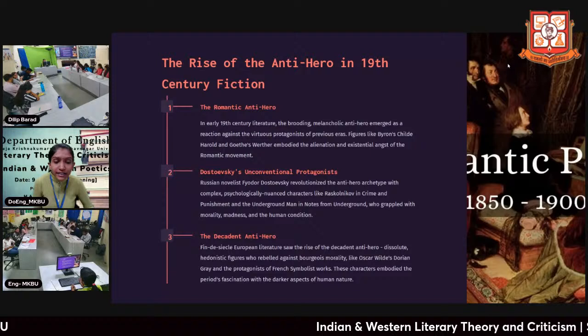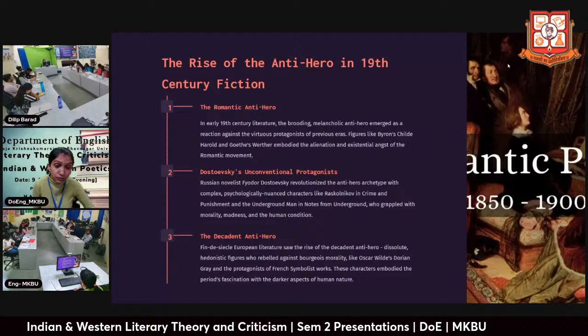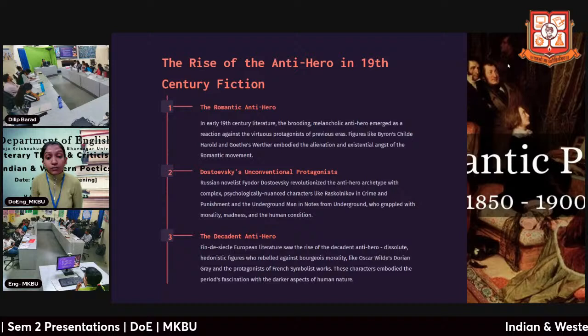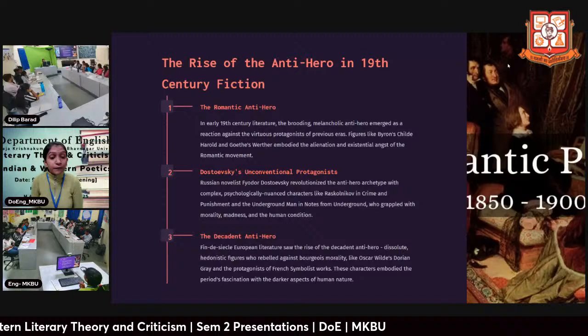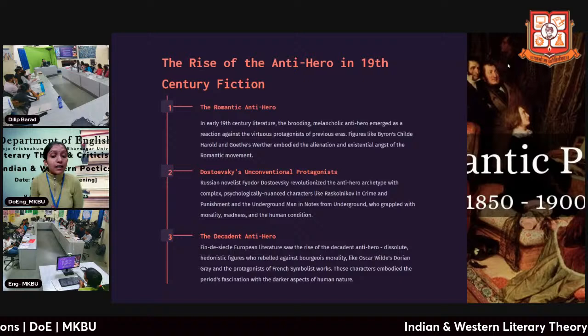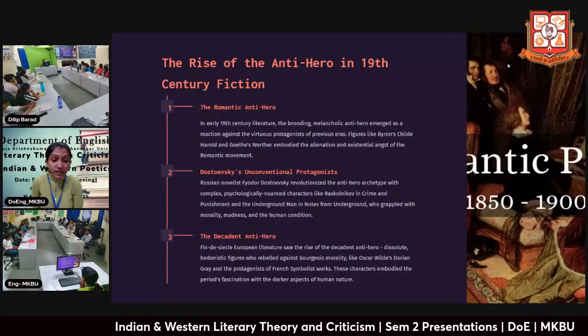The decadent anti-hero. In European literature we now see the rise of the decadent anti-hero, disillusioned and in a way hedonistic figures who rebel against the boundaries of morality. Like Oscar Wilde's Dorian Gray and the protagonists of French symbolist work. These characters embodied the period's fascination with the darker aspects of human nature.